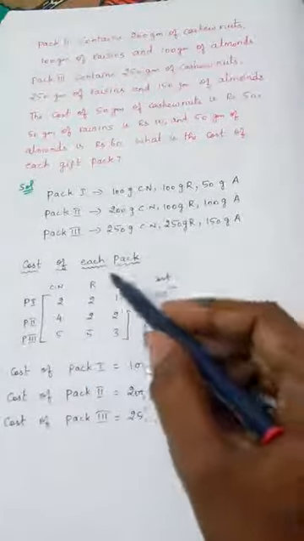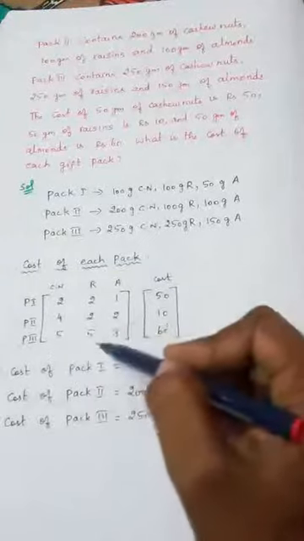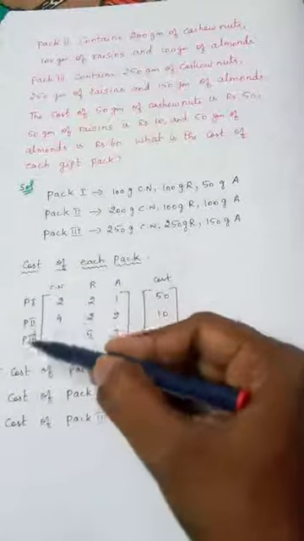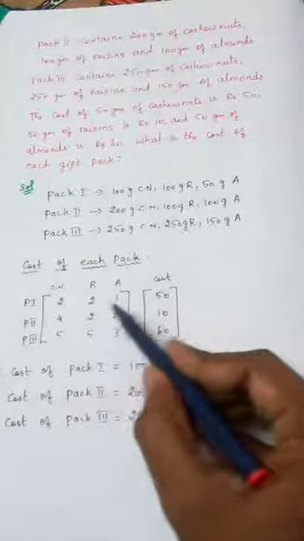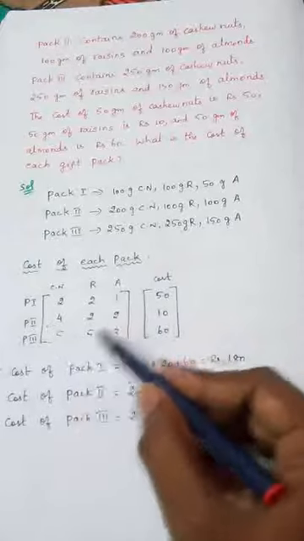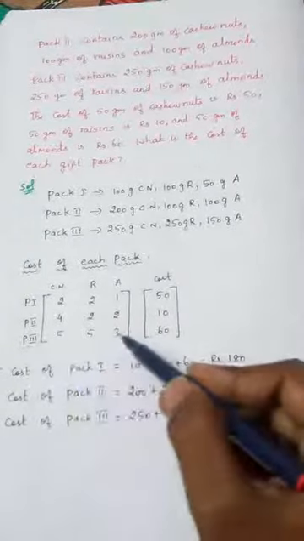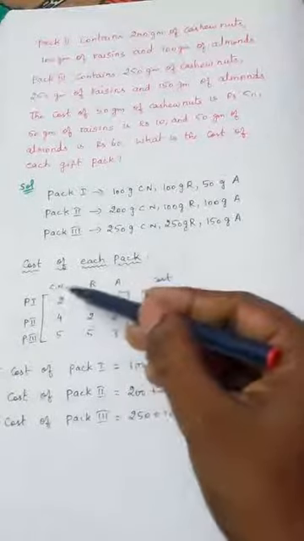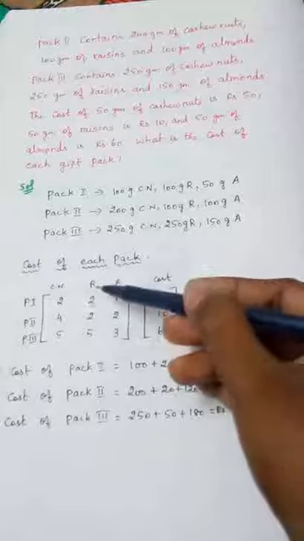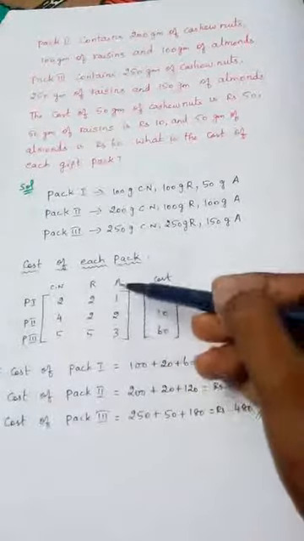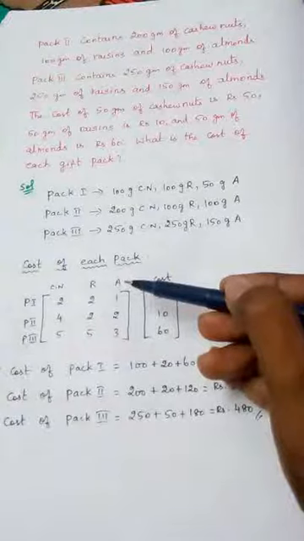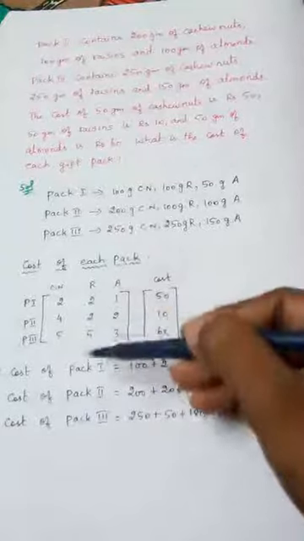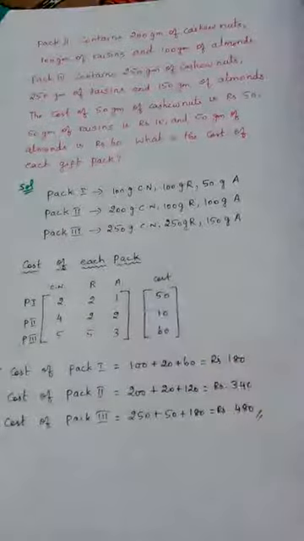To find the cost of each pack, I am creating a matrix here. The rows represent pack 1, pack 2, pack 3. The first row represents pack 1, the second row pack 2, the third row pack 3. The first column represents cashew nuts, the second column raisins, the third column almonds. Could you understand? Like that I am creating the matrix.